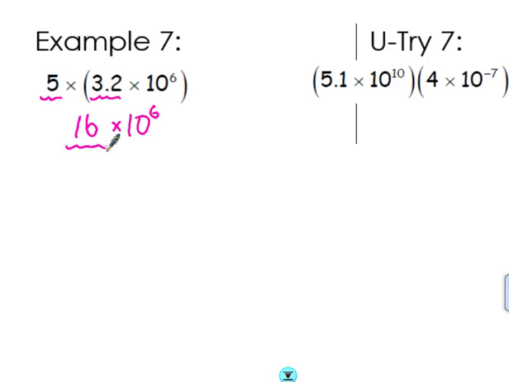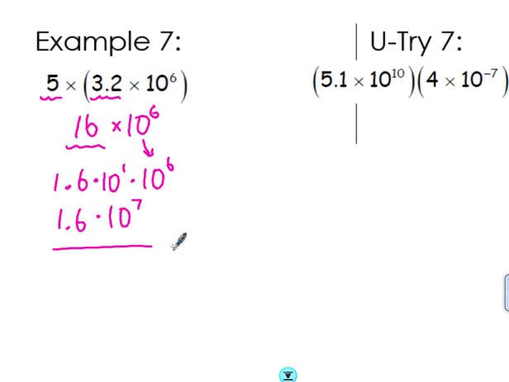16 is not in scientific notation, so I'll have to convert this back to scientific notation. It's a big number, so it will become 1.6 times 10 to the first power. And I have 10 to the 6th power already. And we will multiply the tens together. 1.6 times 10 to the 7th power. Here's your you try 7.